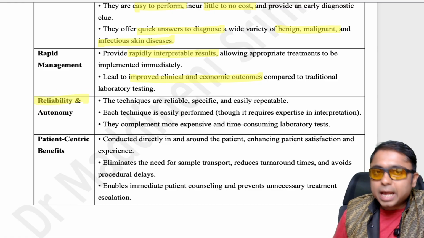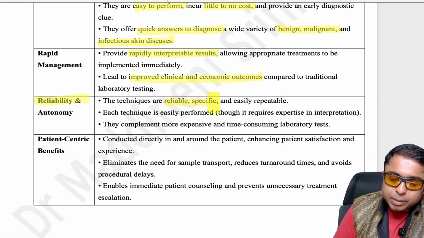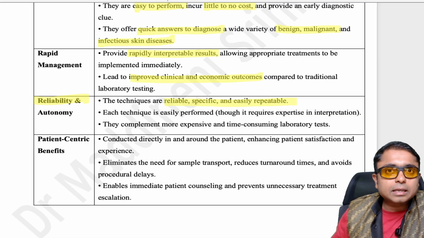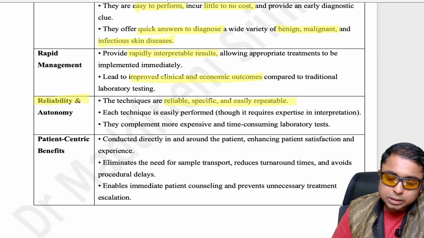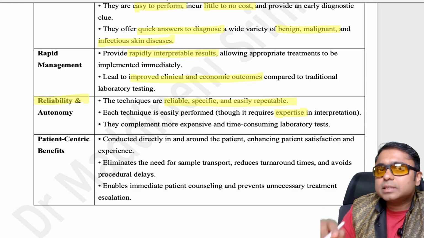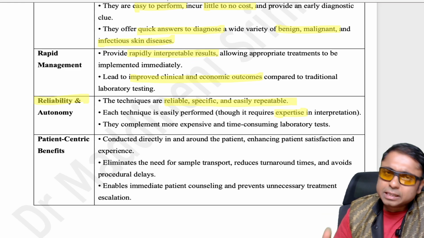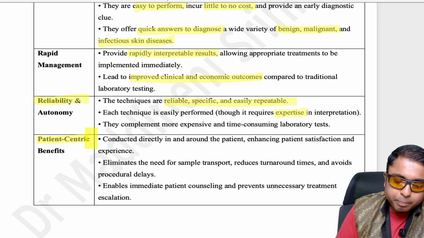And of course, reliability and autonomy. The techniques are reliable, specific and easily repeatable. Anyone who does the test is going to get positive results. Each technique is easily performed, though it requires expertise. This is one small con, we can say. Some of these may require some expertise. We are going to discuss that in the next part.